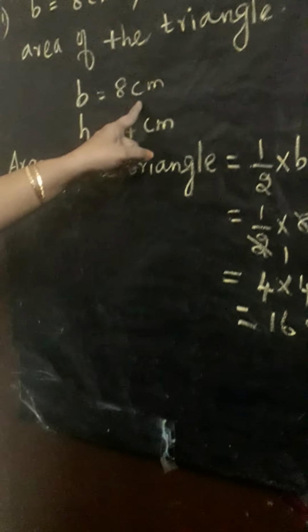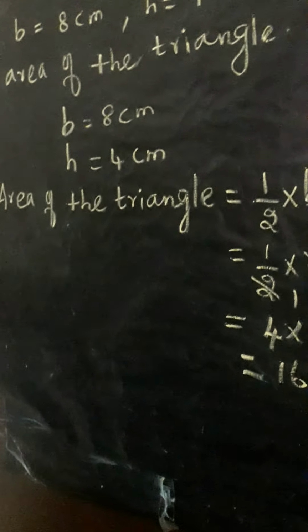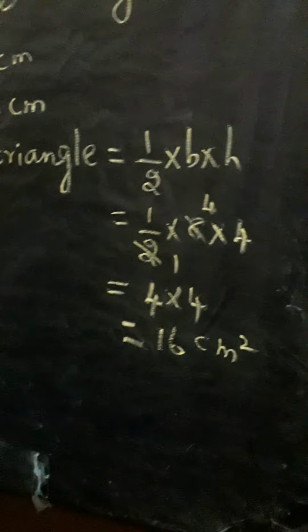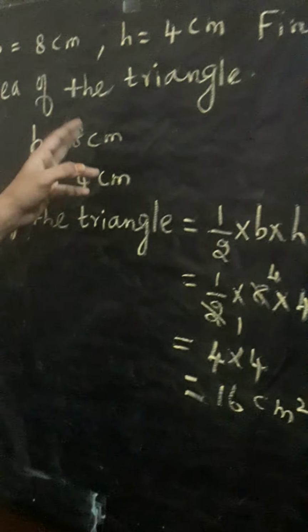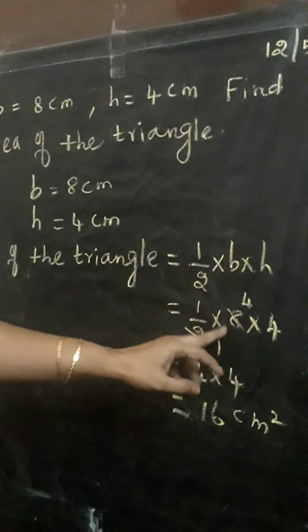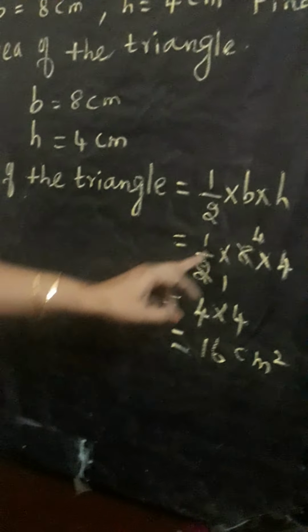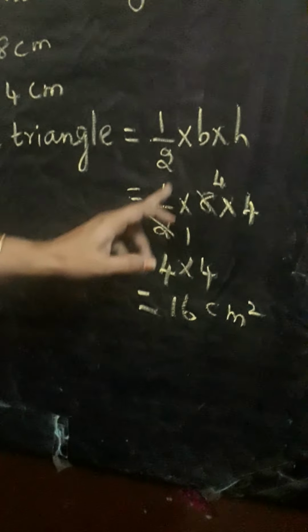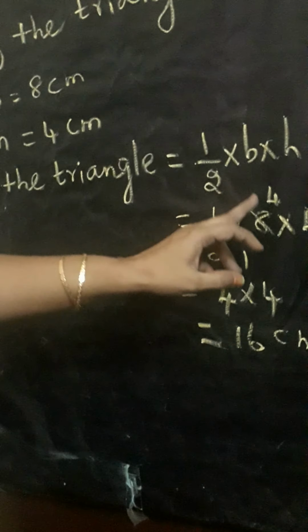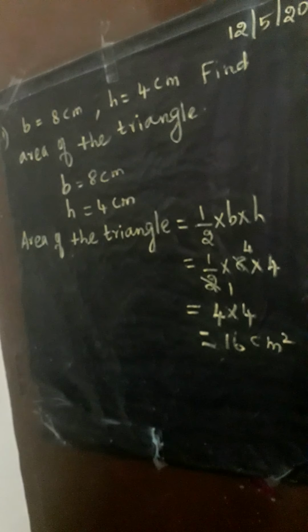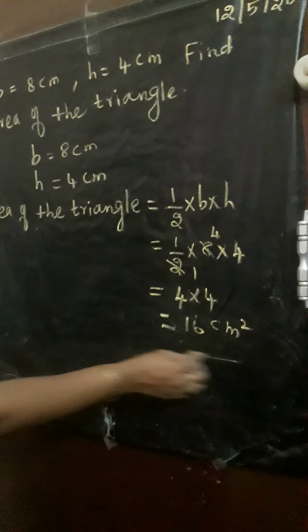So B equal to 8 centimeter, H equal to 4 centimeter is given. First you write the formula. Area of the triangle equal to half into B into H. Next you substitute the values for given B and H. So half into 8 into 4. Next cancel by 2 table. 1 2 is 2, 4 2s are 8. So 4 into 4, 16 centimeter square equal to area of the triangle.